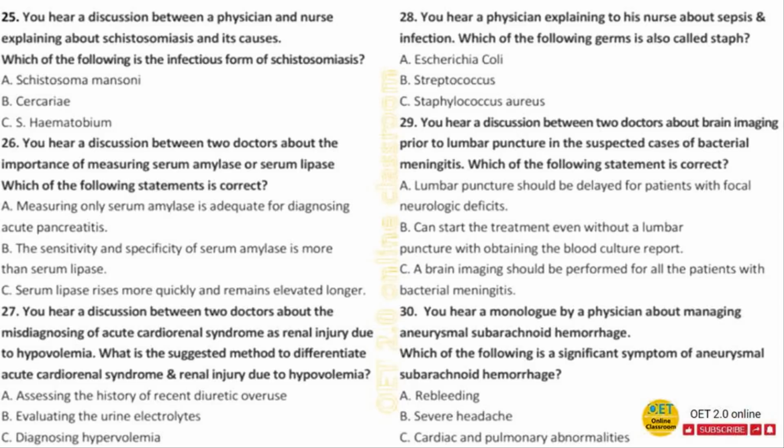Question 28. You hear a physician explaining to his nurse about sepsis and infection. Now read the question.